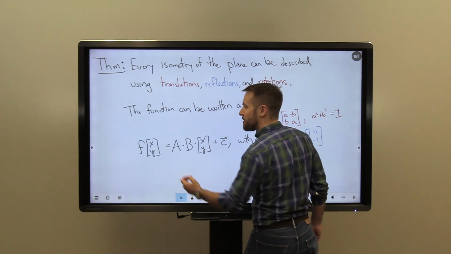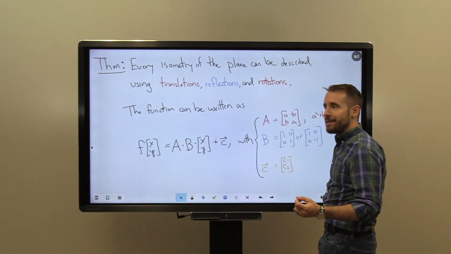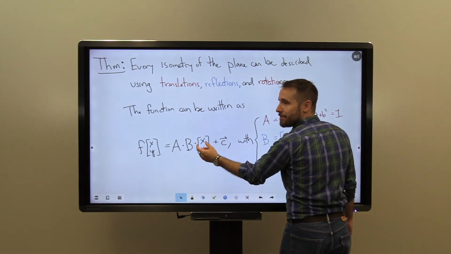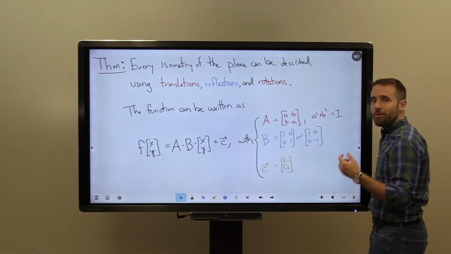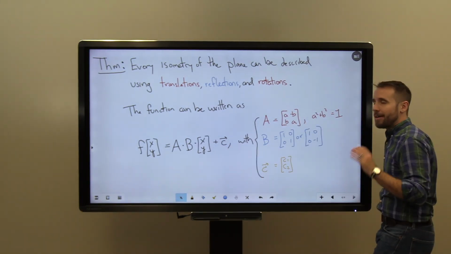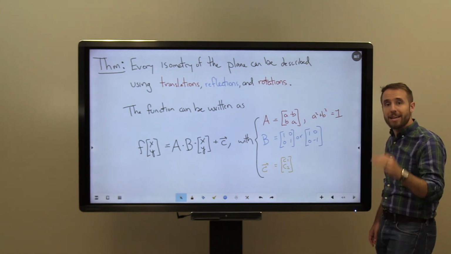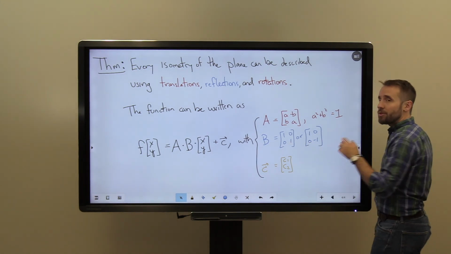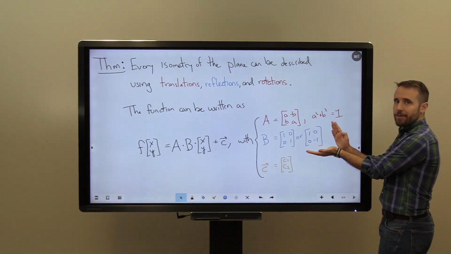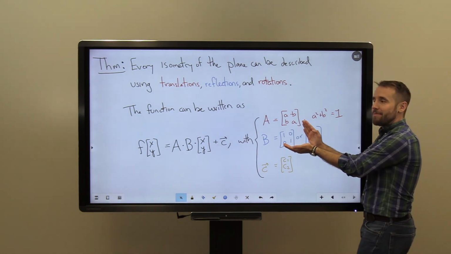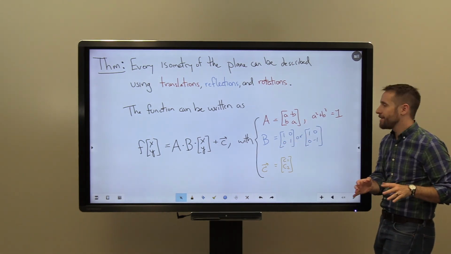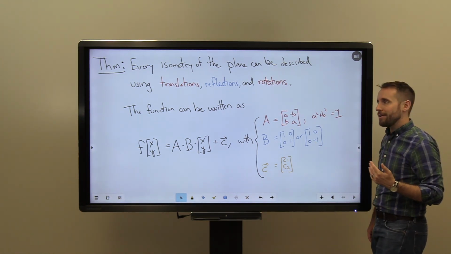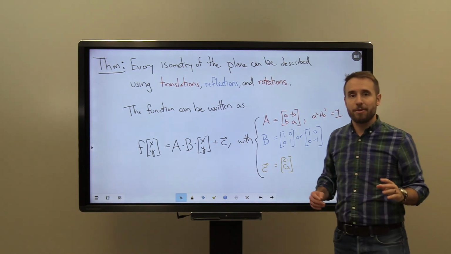For our function that's an isometry, f of xy, we can write it as a matrix A times a matrix B times the vector xy plus an additional vector c. Specifically, our matrix A corresponds to our rotation matrix from before. Matrix B has one of these two options. It's either our reflection that we described before, or it's the identity matrix, which doesn't change anything, which leaves everything the same. And finally, we have c, that is a translation by a certain amount. And this will describe any and all isometries of the plane.